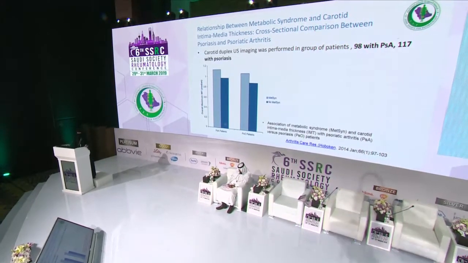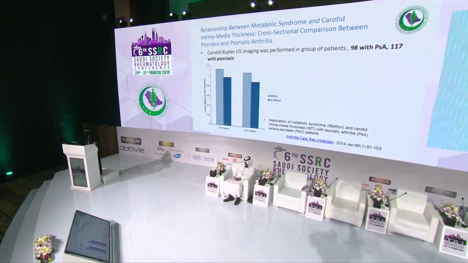But what if we compare psoriatic arthritis patients to all other groups? They found that psoriatic arthritis patients with metabolic syndrome had the thickest carotid intima-media thickness compared to any other group, with a significant p-value, and the highest prevalence of plaque compared to any other group.